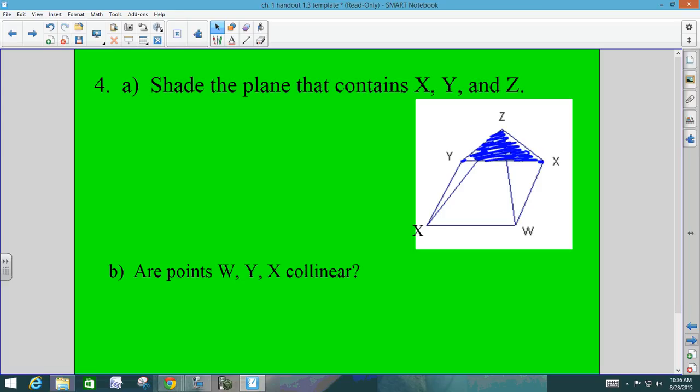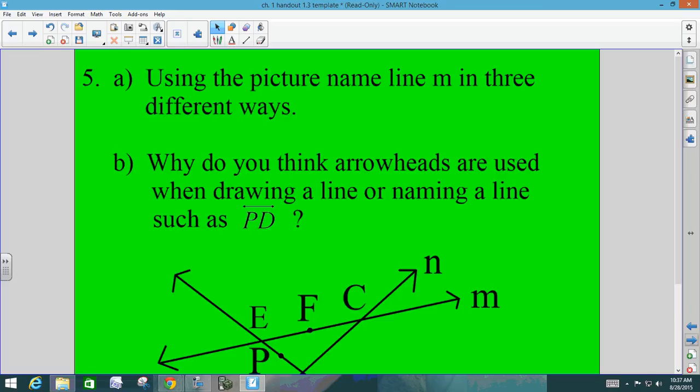Part B for this diagram, are points W, Y, and X collinear? No, definitely not. I cannot draw a straight line that's going to connect W, X, and Y. Are they collinear? No. Cool, number 5. Using the picture, do you see it? It's to the right of number 4. Name line M in 3 different ways.